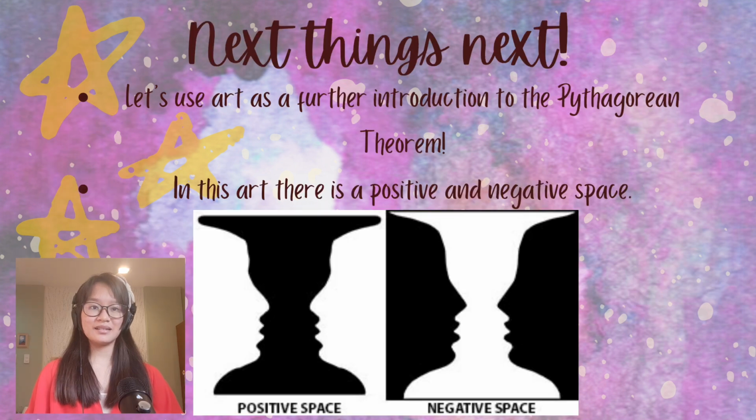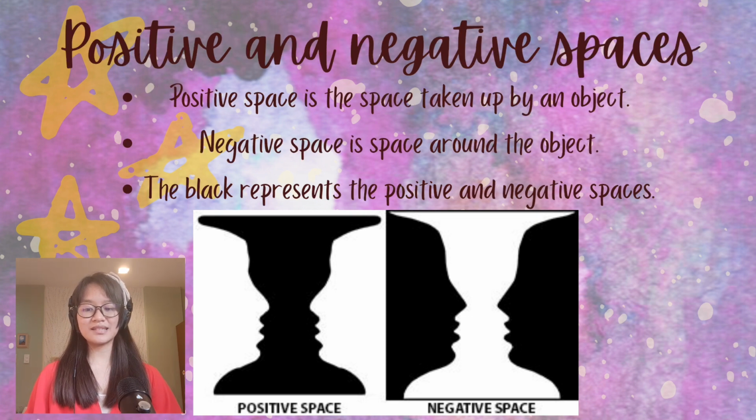Next things next. Before we dive into the world of math, let's look at art, as it is pretty similar to what we'll be tackling today. In art, there are positive and negative spaces. The positive space is the space taken up by an object, and the negative space is the space around the object. The black represents the positive and negative spaces of the drawing respectively.